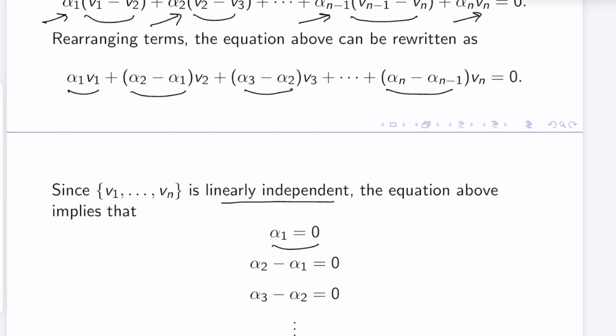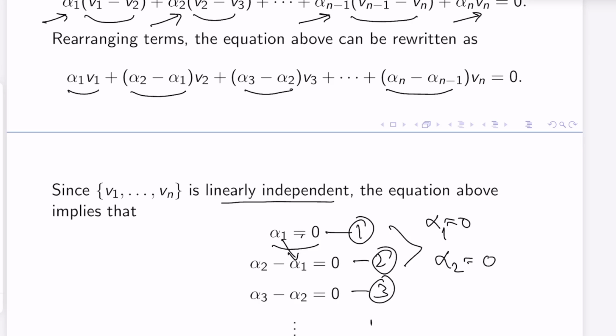So if you use the first equation, second equation, third equation, and so on, up to the nth equation: from the first equation, what will you get? Alpha 1 equal to 0. In the second, alpha 1 equal to 0; if you plug it here, what you'll get? Alpha 2 equal to 0. And when alpha 1 and alpha 2 are 0, you will get alpha 3 equal to 0. And so on, you will get alpha n equal to 0, right?